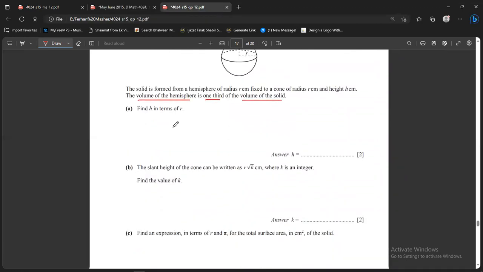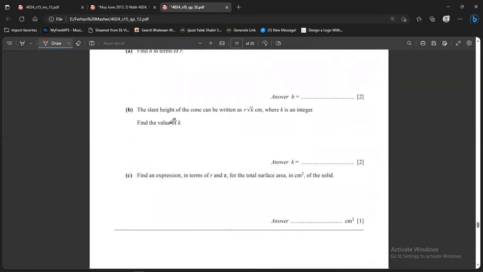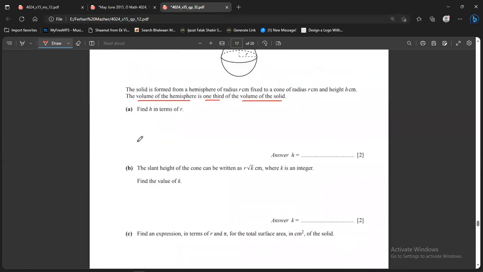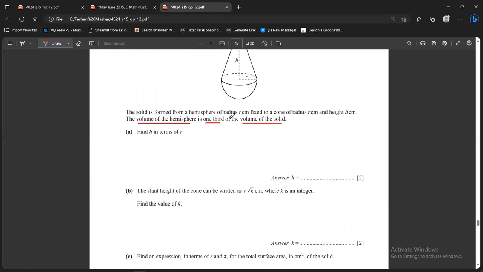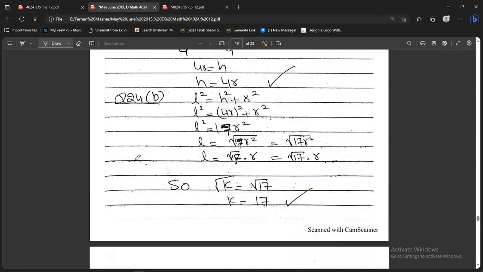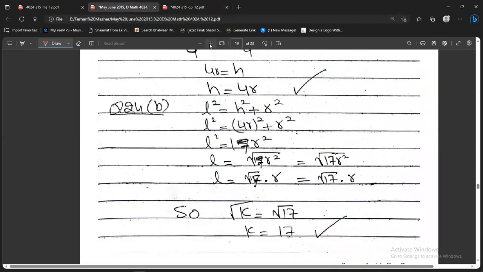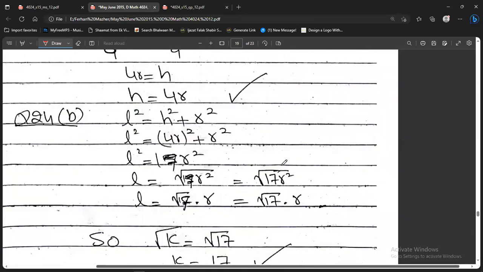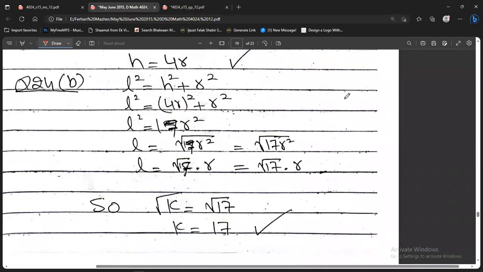Okay, then the question is, the slant height of the cone can be written as r under root k, where k is an integer. Find the value of the k. So, the slant height is this one. We call it L normally. And, this is a right angle triangle, so I can apply the Pythagoras here. So we can apply the Pythagoras, and it will be L square equals to h square plus r square.